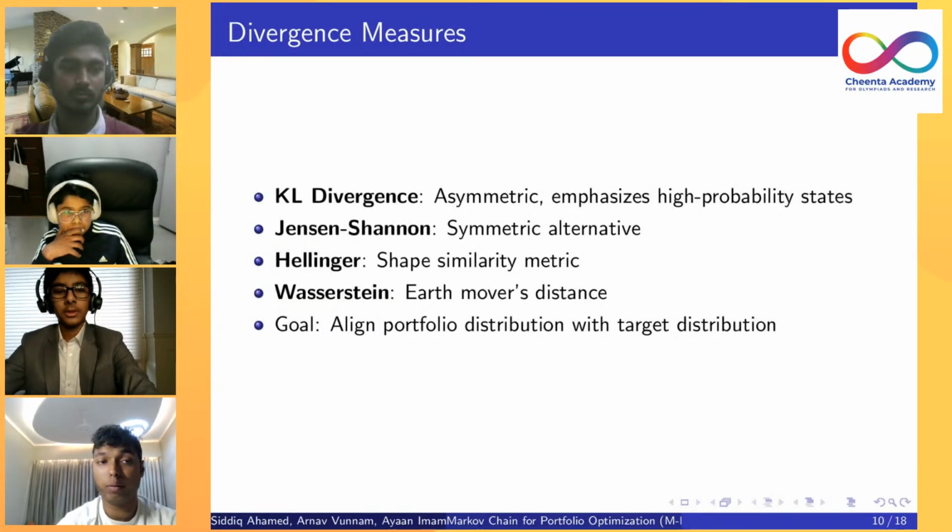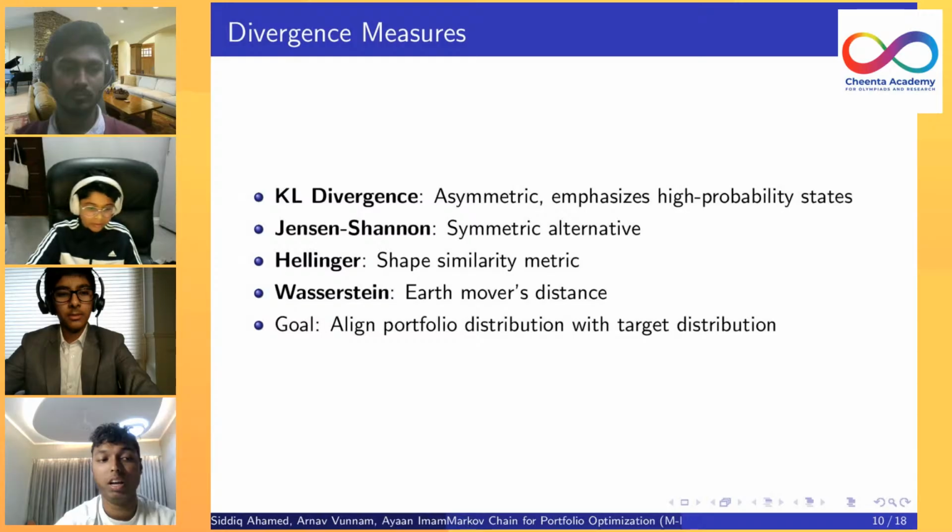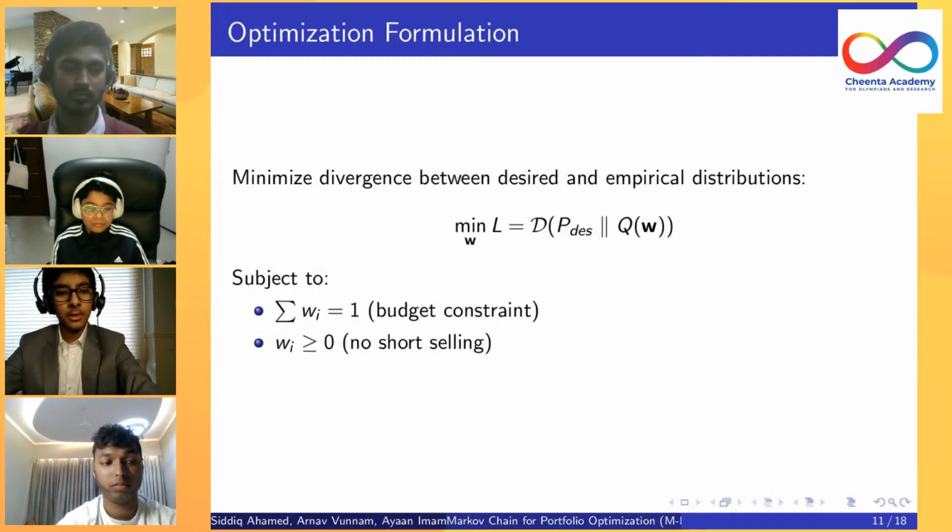So, this slide is about the divergence measures that we tested. Instead of directly maximizing returns, we frame portfolio optimization as a distribution matching problem. We measure how close the portfolio's empirical return distribution is to the desired target distribution using divergence metrics. We experiment with multiple divergences like KL divergence, Jensen-Shannon, Hellinger, and Wasserstein. Each metric captures a different notion of similarity, allowing us to control risk concentration, tail behavior and stability more effectively. Going to the next slide.